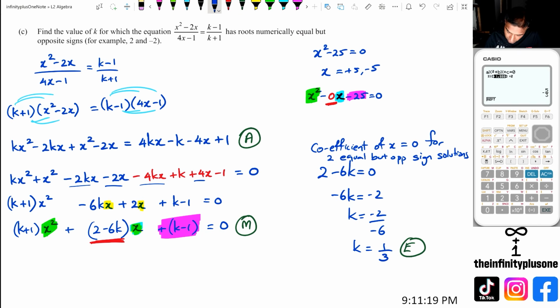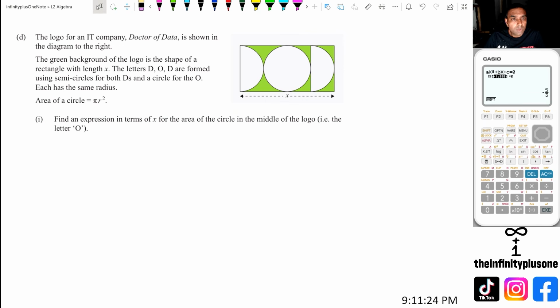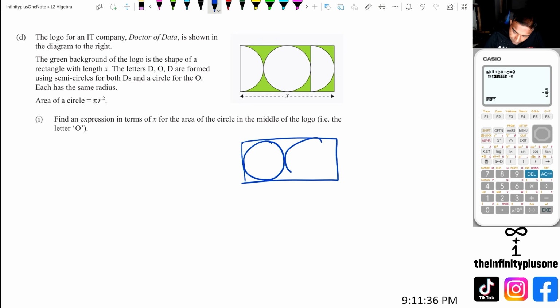All right, so next question. With this question, what we've got is two circles inside a rectangle. Now look, I'm going to slightly draw this diagram differently. Basically what I'm going to do is I'm going to do this. Okay, you get the idea. Basically it's those two half circles that are joined together to create two circles.